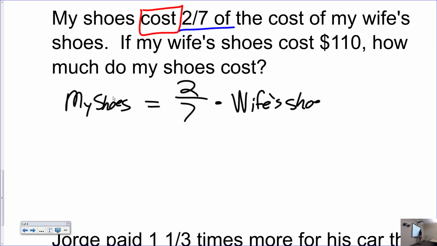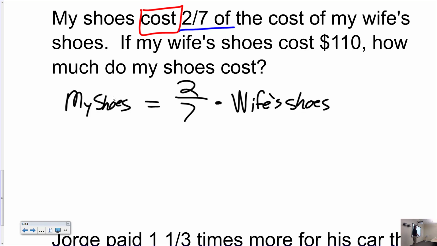Wife's shoes. So instead of saying that my shoes are X and that my wife's shoes are Y, no. Just write the words out there. It's okay, right? There's nothing wrong with it. It's one of those things we get a little bit carried away with. Well, we always have to use X and Y because it's algebra. And I'm like, use stuff that makes sense, right?